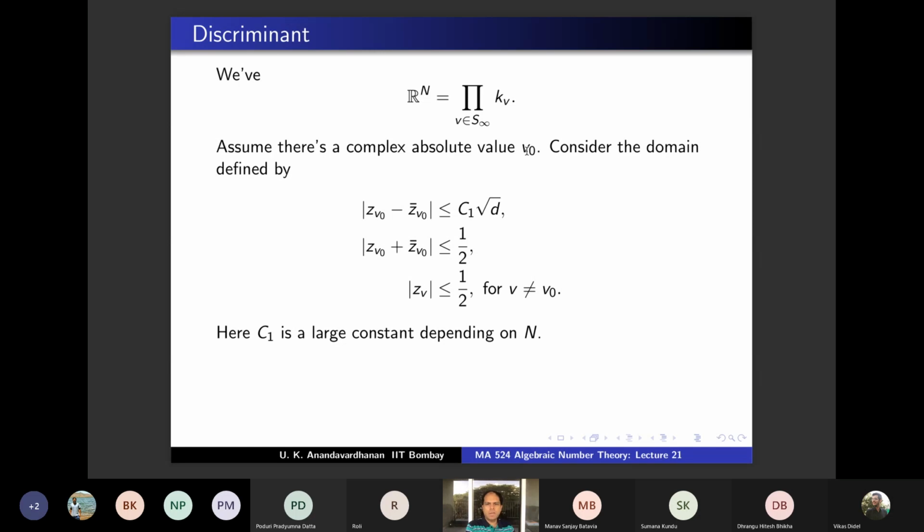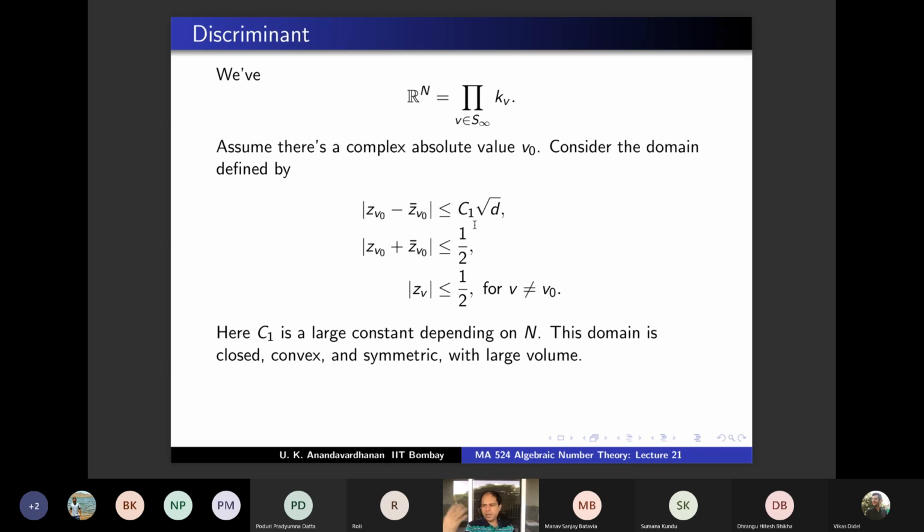Okay. K_v0 is identified with a complex plane, and there the modulus of z_v0 minus z̄_v0 is less than or equal to c1 root B. c1 is going to be a large enough constant. For all other absolute values, the modulus is less than or equal to half. Take this domain. Now this domain is closed, convex and symmetric. And choosing c1 large enough, it has large enough volume.